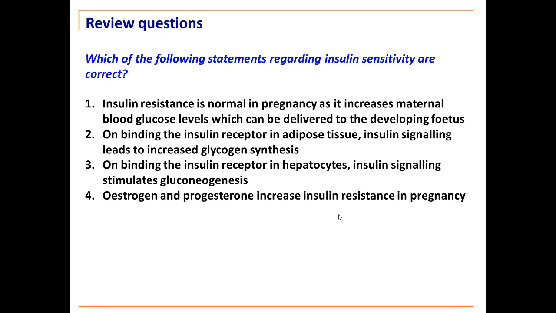Number 2. On binding the insulin receptor in adipose tissue, insulin signaling leads to increased glycogen synthesis. That is incorrect. There is no glycogen storage in adipocytes, so therefore no glycogen synthesis. Number 3, on binding the insulin receptor in hepatocytes, that's your liver cells, insulin signaling stimulates gluconeogenesis. That is incorrect. It inhibits gluconeogenesis. You don't want to make more glucose. Number 4, estrogen and progesterone increase insulin resistance in pregnancy. That is correct.